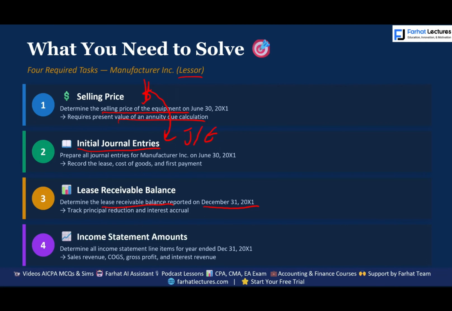Then we are going to determine the income statement account. What goes on the income statement for the lessor? So notice I'm focusing on the lessor. The lessor is the owner that's in quote selling, not leasing, but selling the equipment to Adam. So we're going to go over each step separately. Let's go ahead and get started with step 1, figuring out the selling price.